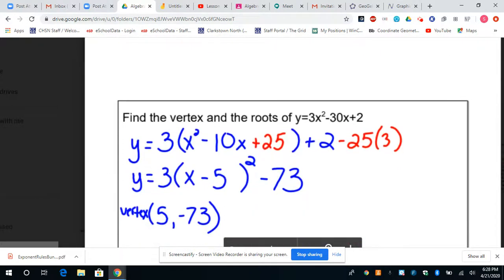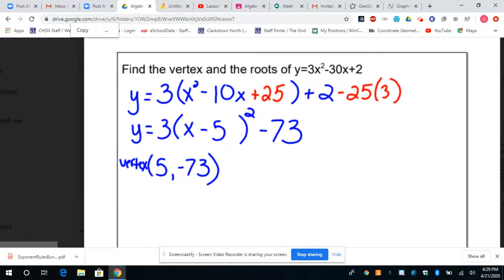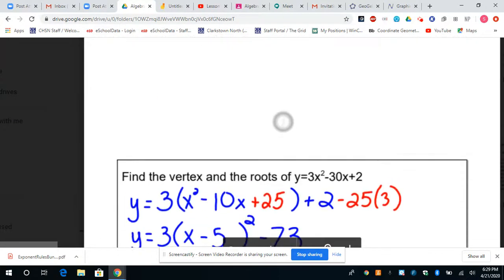And then last one, find the vertex and the roots of this equation. So remember, with completing the square, we want it to look in the standard form. We want it to be x squared plus bx plus c. So that's why I factored out that 3. Let me just look for a second. Yep, so this is the last one we're going to do together.